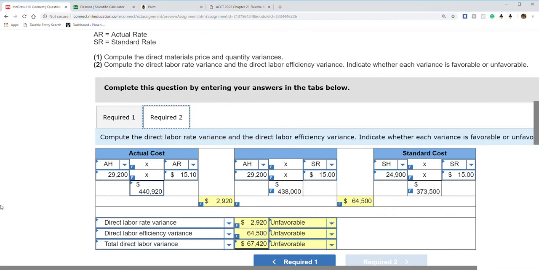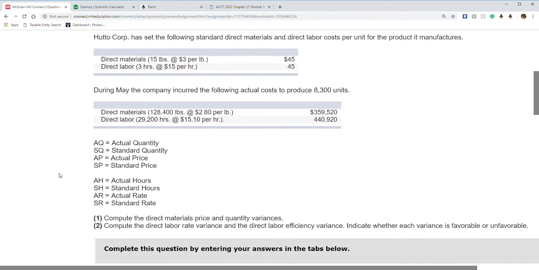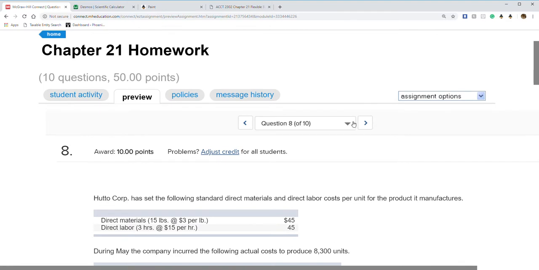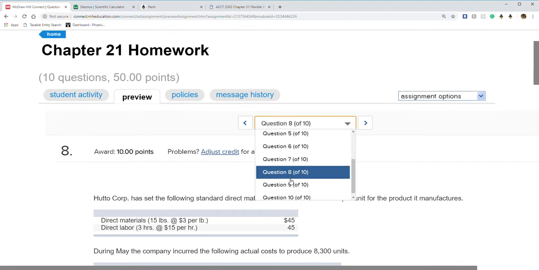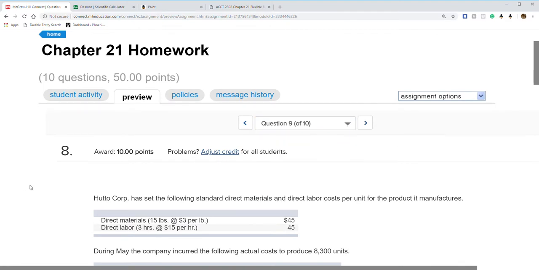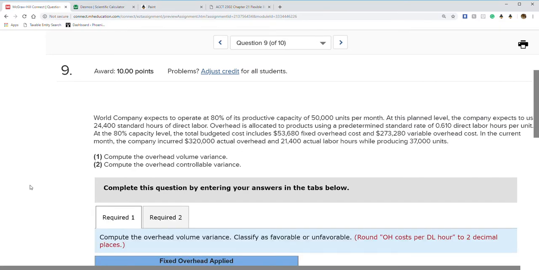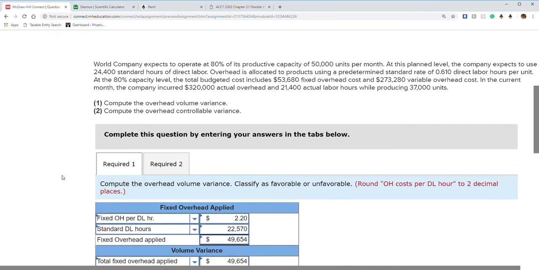Either way, this doesn't mess with me. So again, I wish I could go through this with y'all. I don't know what the problem is that's going on with Connect that won't let me actually physically do these problems, so you can see the steps and the process. But of course, I want to do the best I can to get you going.